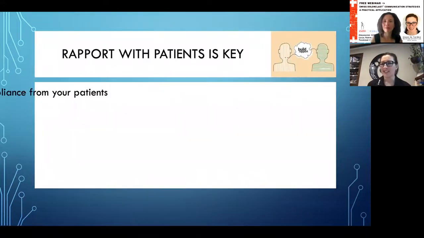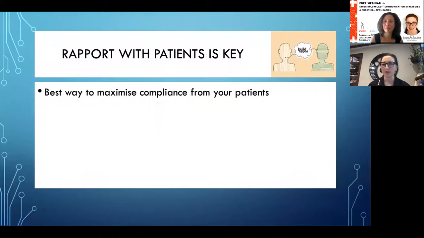Rapport with patients is key. So if we build good rapport, so if we're a good communicator, this is easy. If we're not a good communicator, this is hard. So this is the best way to maximize compliance from your patients. So when we've got patients who perhaps have been around to lots of different practitioners, trying different clinics, and they haven't found someone they've connected with, they haven't found that rapport with someone. So this is really important.